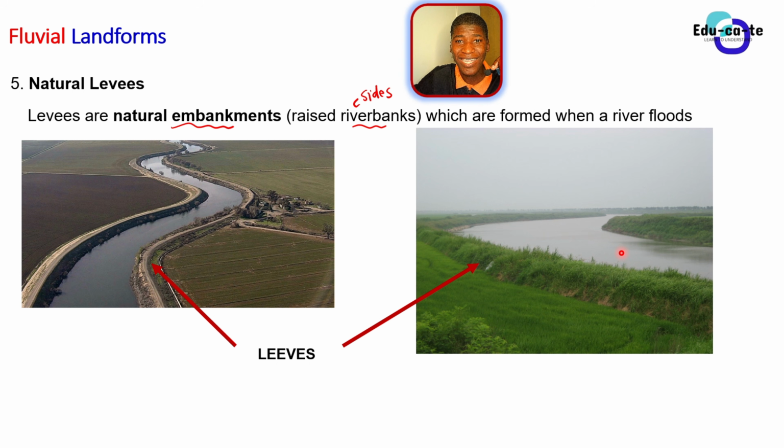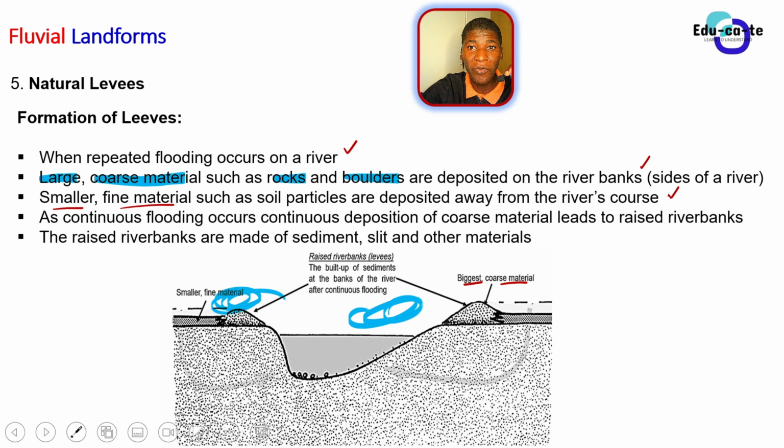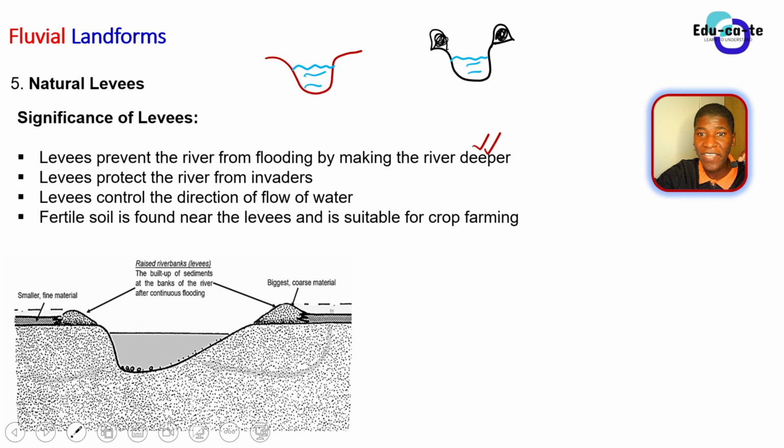There's a lower probability of flooding to occur, because these raised river banks kind of protect the river from the flooding. So that's very important, or a significance to rivers, of these levees.